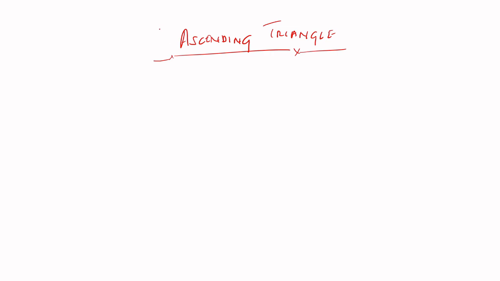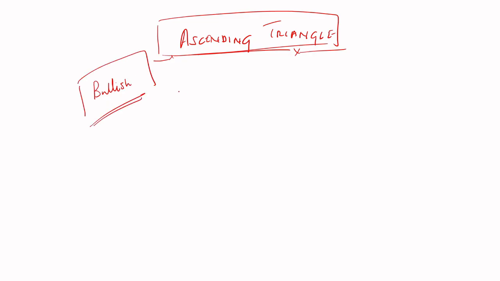So today in the classroom sessions, we'll be understanding what an ascending triangle is. The ascending triangle is a bullish continuation pattern. If I say it's bullish, it means we are expecting the price to go up in the coming days or in the coming weeks. So we'll take the example of Nifty and try to understand what an ascending triangle is.